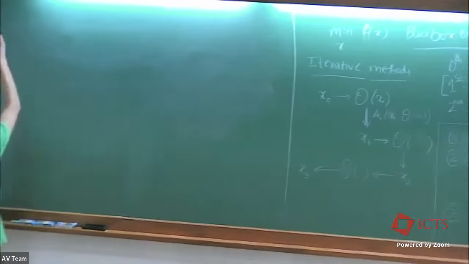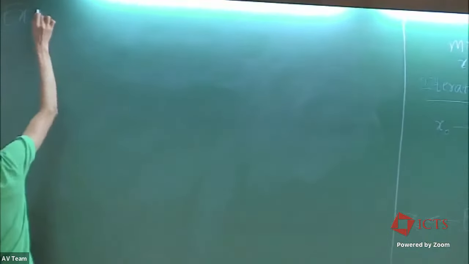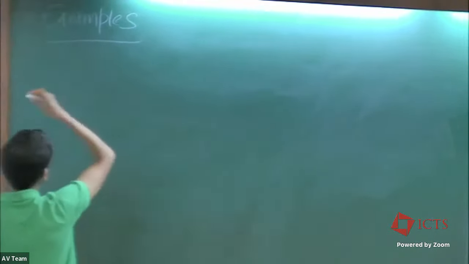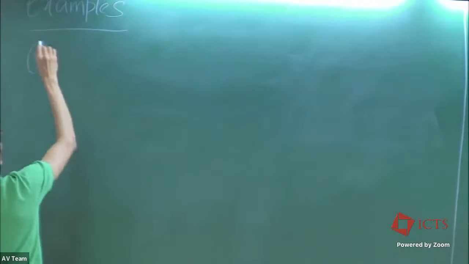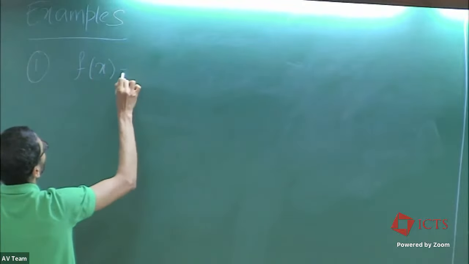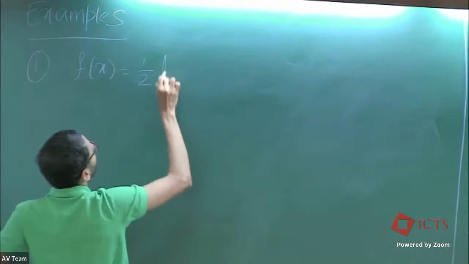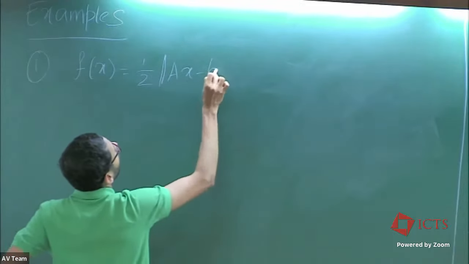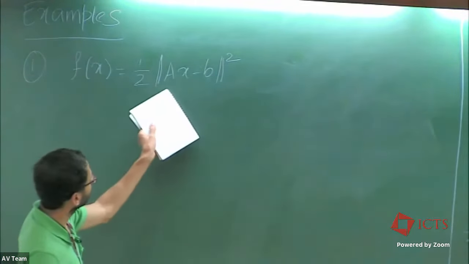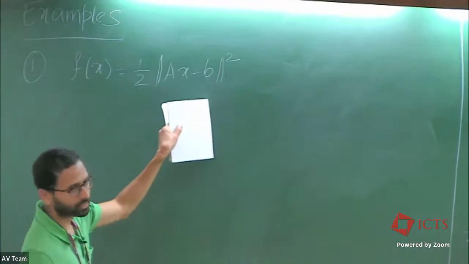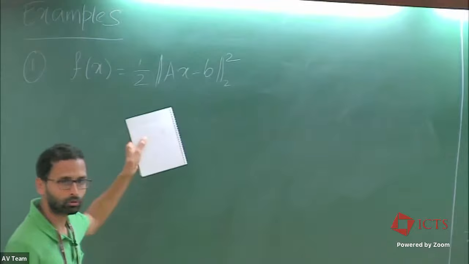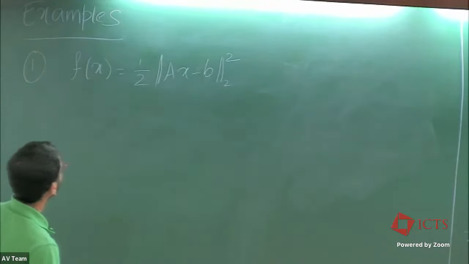Okay, so let's look at some examples of convex functions. The first one is what is called linear regression. Okay, so A is a matrix, X is a vector, so A times X is a vector, B is again another vector, and we are taking the L2 norm square, which is just the sum of squares of all entries of this vector. Okay, and why is this convex?